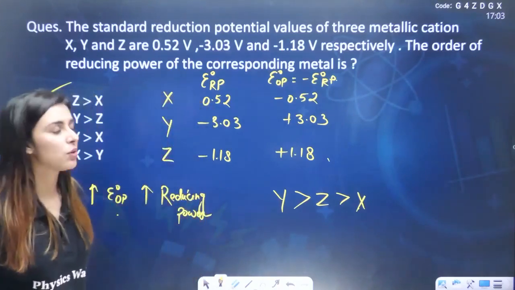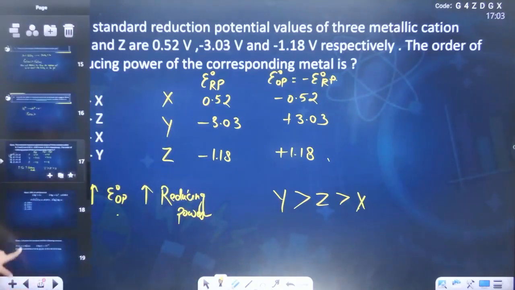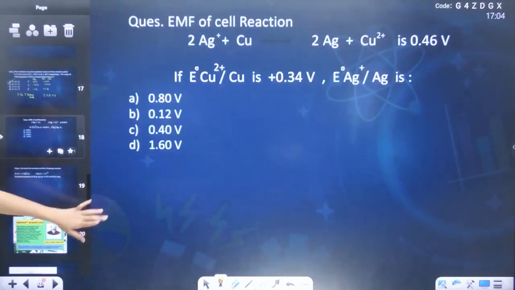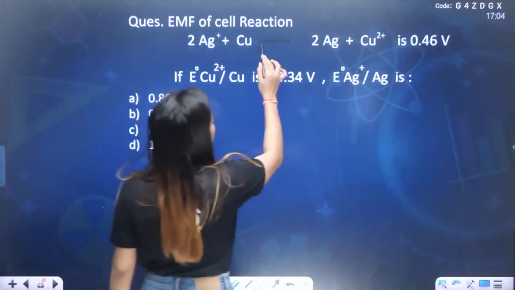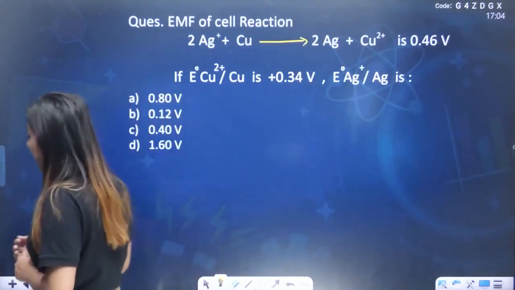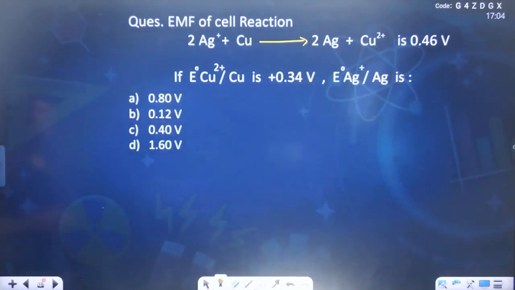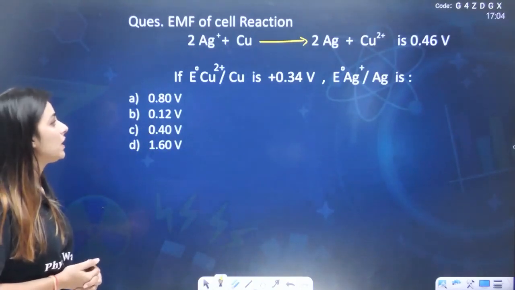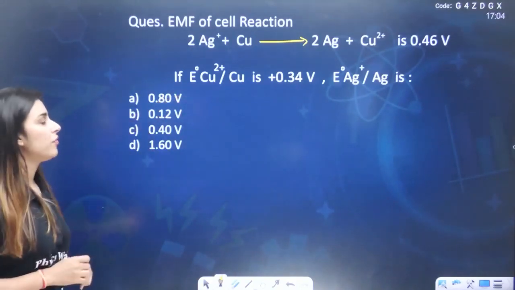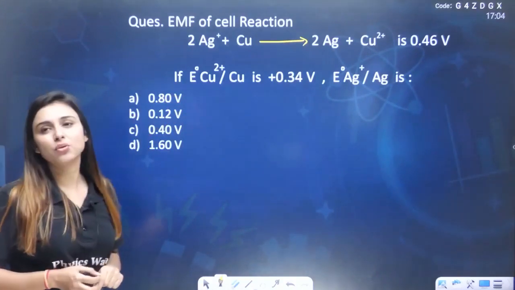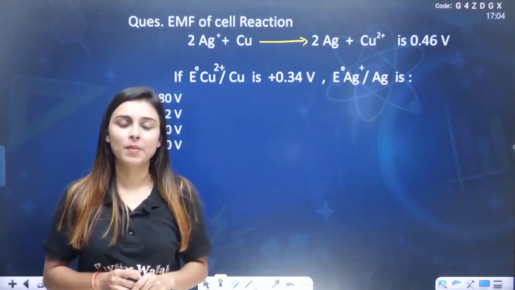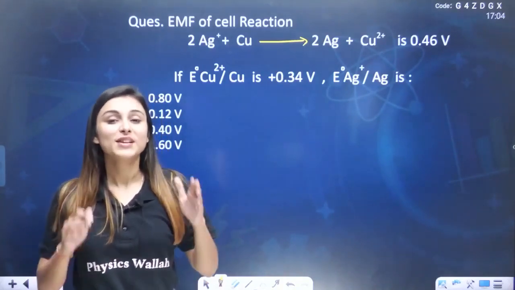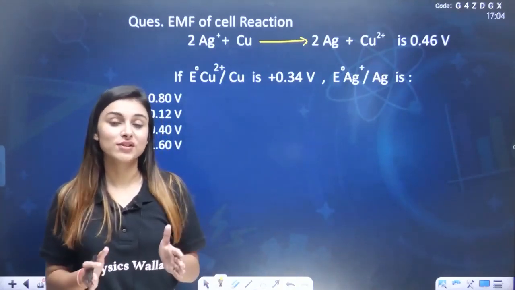Okay, perfect. I hope you're clear with this concept. Now let's move forward to the next question. The next question is on your screen, my dear students. Try to do this question yourself. The question says that for the EMF of a cell reaction, you are given a reaction and you are given the EMF of that cell. Also, you are given the E0 value of one electrode. You have to give the electrode value of the other. It is the easiest question which you can do today. So you need to pause the video and try this question yourself.